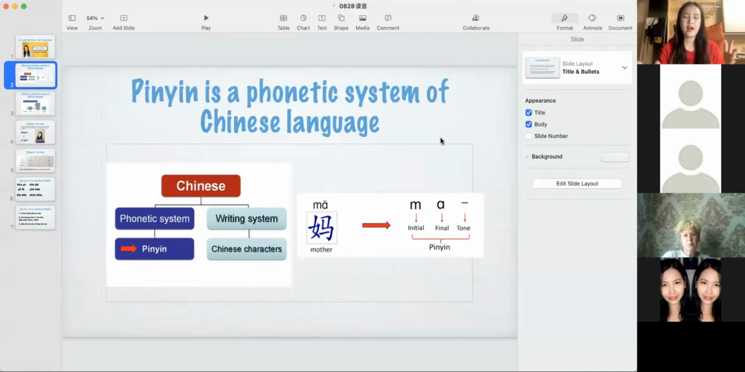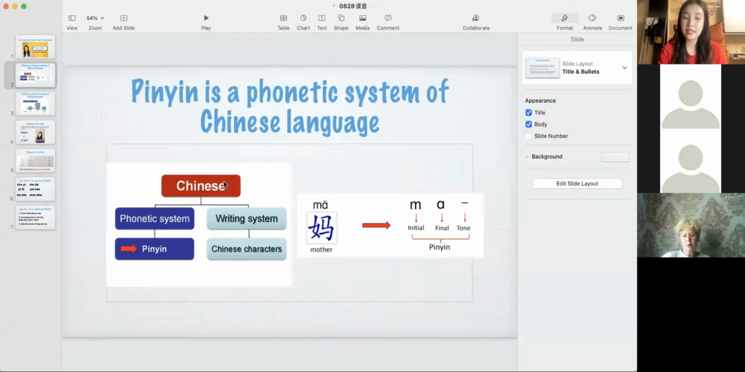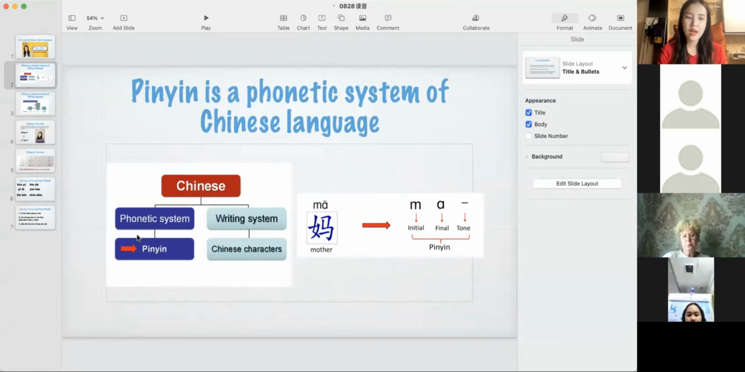So first, let's review a part from last class. Pinyin is the phonetic system of the Chinese language, and for Chinese we have two systems. One is the phonetic system, which is Pinyin, and the other is the writing system, which is the Chinese characters. Taking this example, mother, you can see the character in the middle. This is the writing system, the Chinese character, and the phonetic system is right over here.